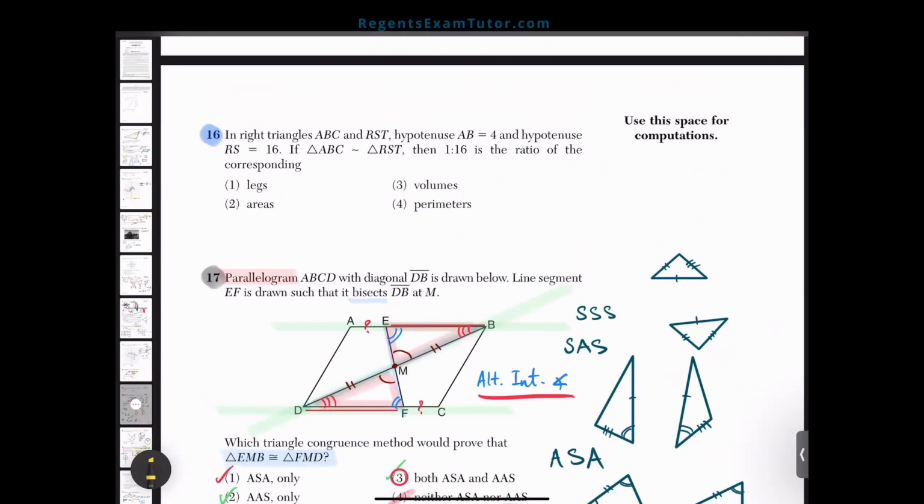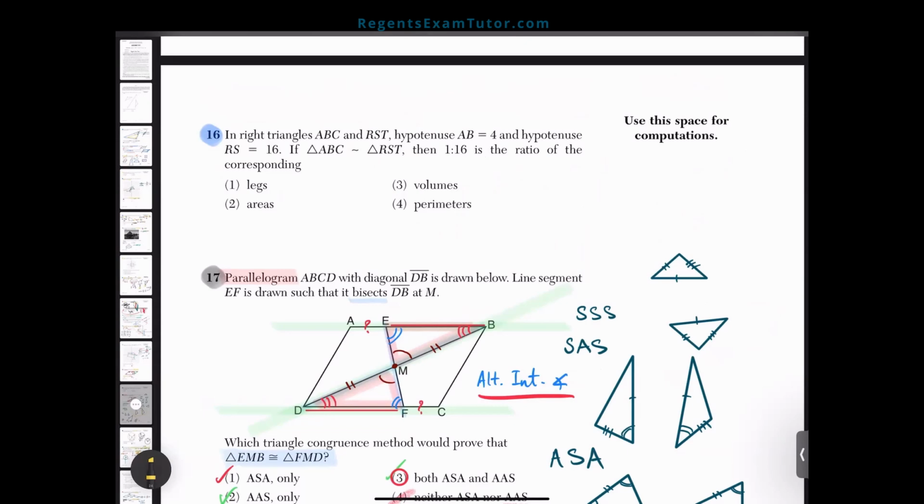Let's look at question 16. In right triangles ABC and RST, looks like they're running out of three-letter words. All the other vertices of all the other shapes added up to different words. There was dog and cat earlier, but this is just plain old ABC and RST.